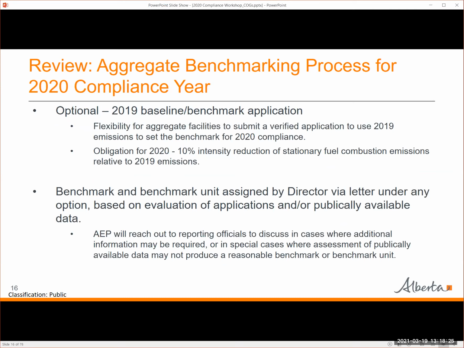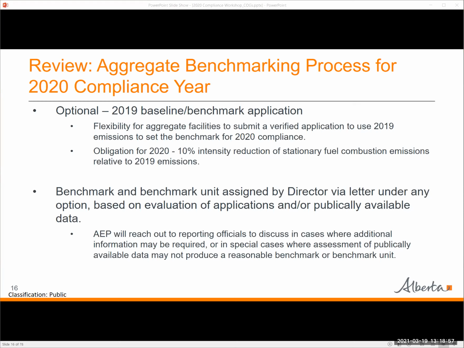AEP also provided flexibility for aggregate facilities to voluntarily use a 2019 based benchmark for 2020 compliance. Doing so would mean the facility would be subject to an obligation based on a 10% intensity reduction of stationary fuel combustion emissions for 2020 relative to 2019 emissions. This required submission of a third-party verified benchmark application in early 2021.